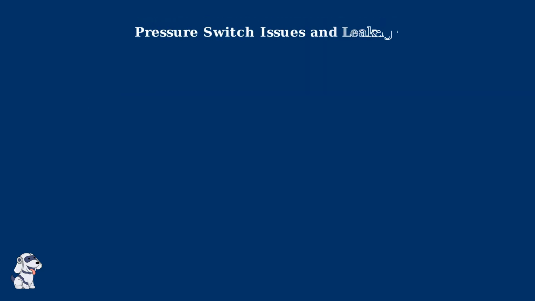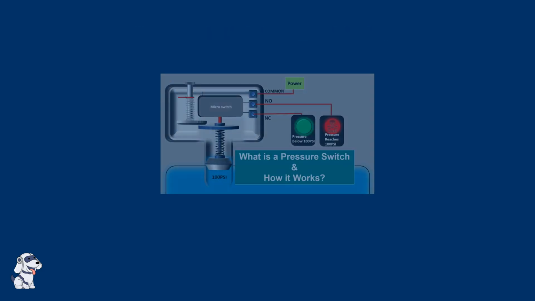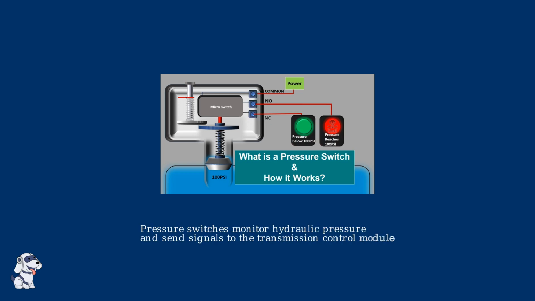Pressure switches are critical components within the TEHCM that monitor hydraulic pressure levels throughout the transmission. When these switches fail, they can cause significant operational problems. Pressure switches work by monitoring hydraulic pressure levels within the transmission. When pressure reaches a specific threshold, typically around 100 psi, the switch activates and sends a signal to the transmission control module.